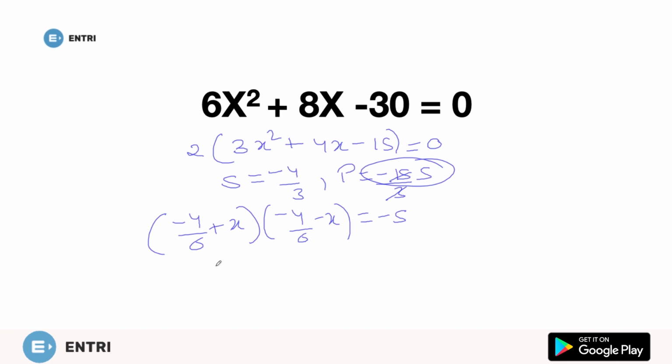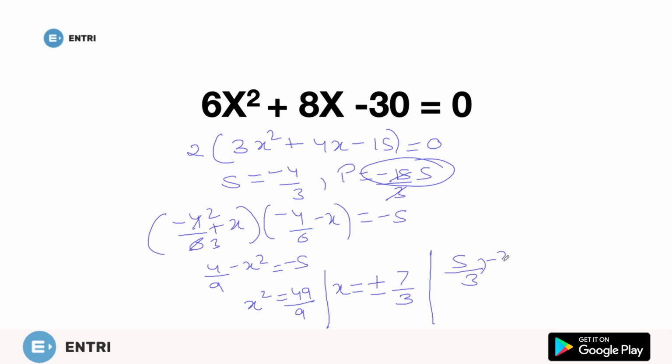It's minus 5. Solving it, I am going to get now 4 by 9, because it would be 2, it would be 3, 2 to the 4 and 3 is 9. 4 by 9 minus x square equals minus 5. That means the x square's value is what? X square's value is 49 by 9. That means x is what? X is plus minus 7 by 3. Now putting this value, I'll get the roots as 5 by 3 and minus 3.